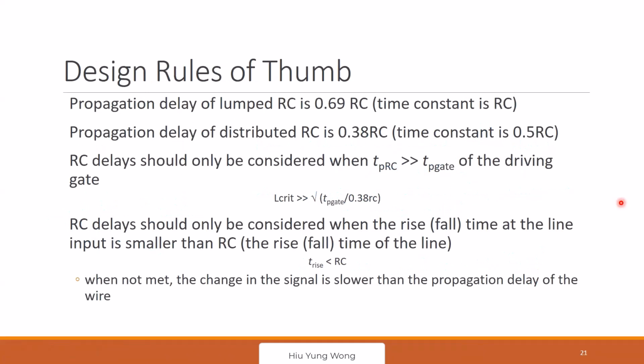So there's a rule of thumb, right? How do we design? How do we do the calculation, right? As I mentioned many times, the propagation delay of a lump RC is 0.69 RC, right? Memorize this, it's not hurting you, it's electrical engineering. For a distributed one it is 0.38 RC, but the time constant is 0.5 RC, right? This is by Elmore's model.